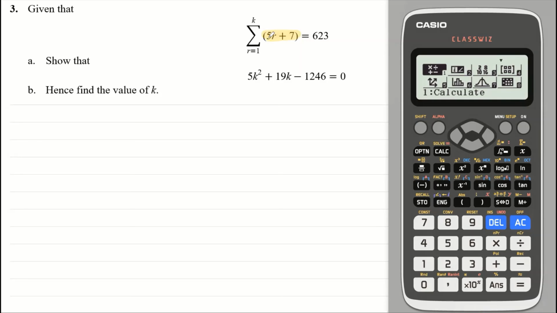All right. Well, let's write a few of the terms out and see if we can deduce the first term and the common difference.